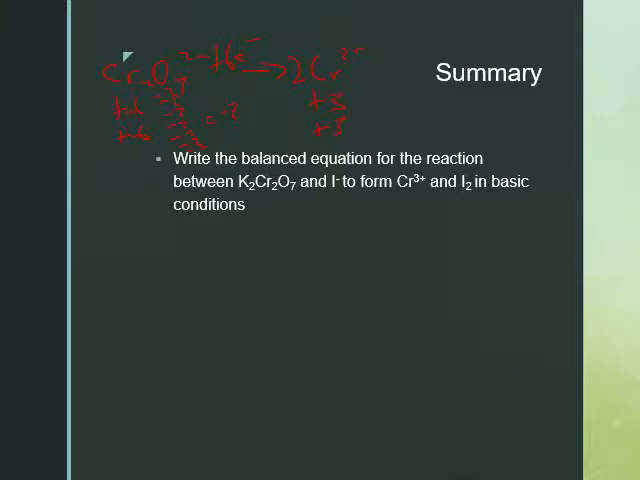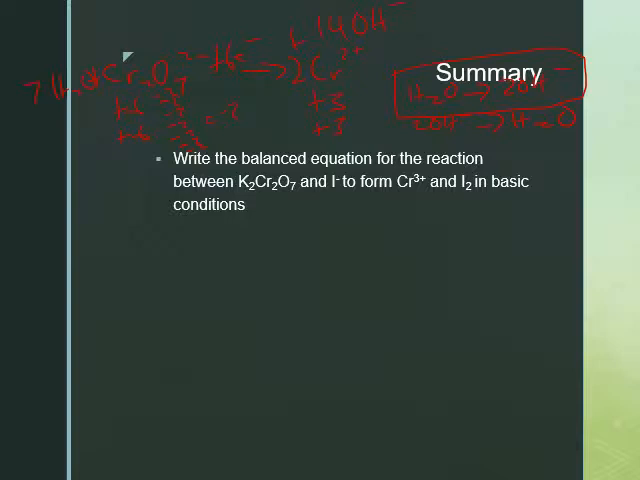Next, I need to balance in the basic condition, so H2O to 2OH minus, or 2OH minus to H2O. I notice my equation has too many O's on the left, so I need to use the one which has more oxygens on the right. I need 7 of it, so I have 7 H2O. And that's for the first one.